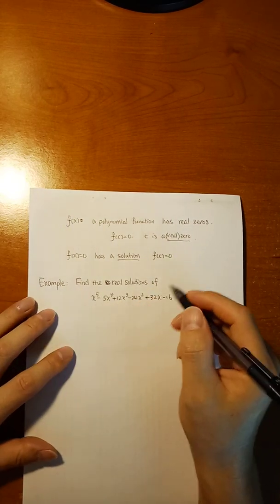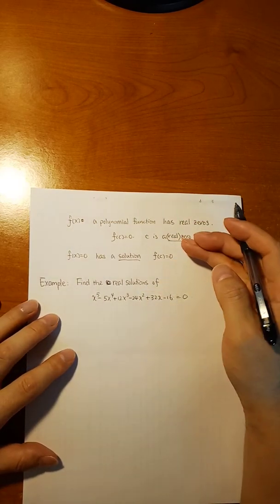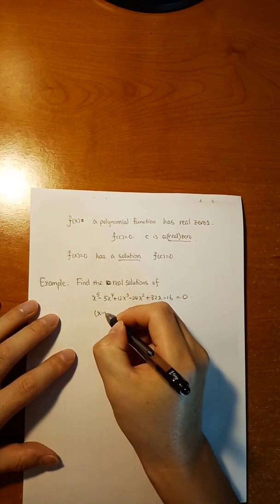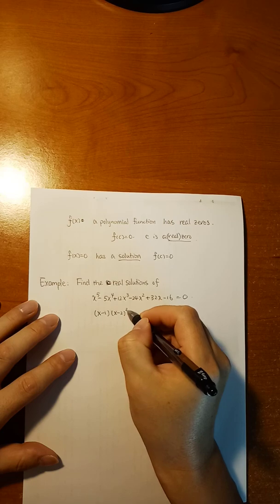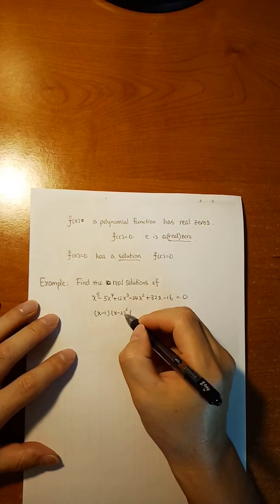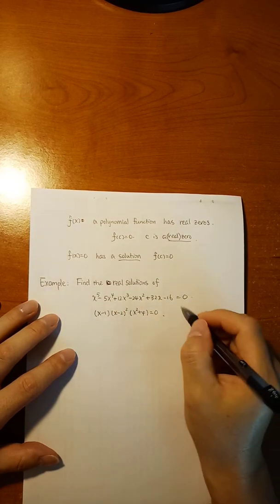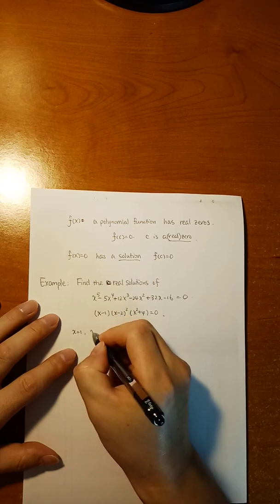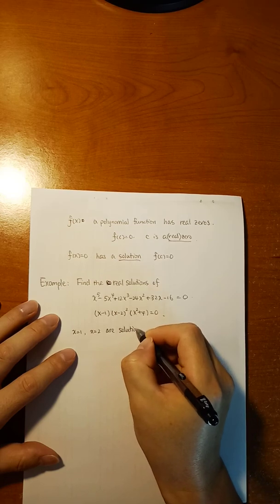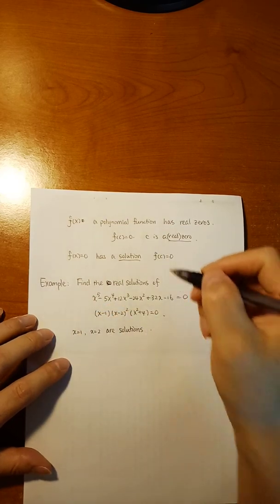So remember that we have to factor it. This was the example in the last practice. It can be factored as (x minus 1) times (x minus 2) squared times (x squared plus 4) equals 0. And still you have x equal to 1, x equal to 2 as solutions. So to find the real solution is to find the real zero.